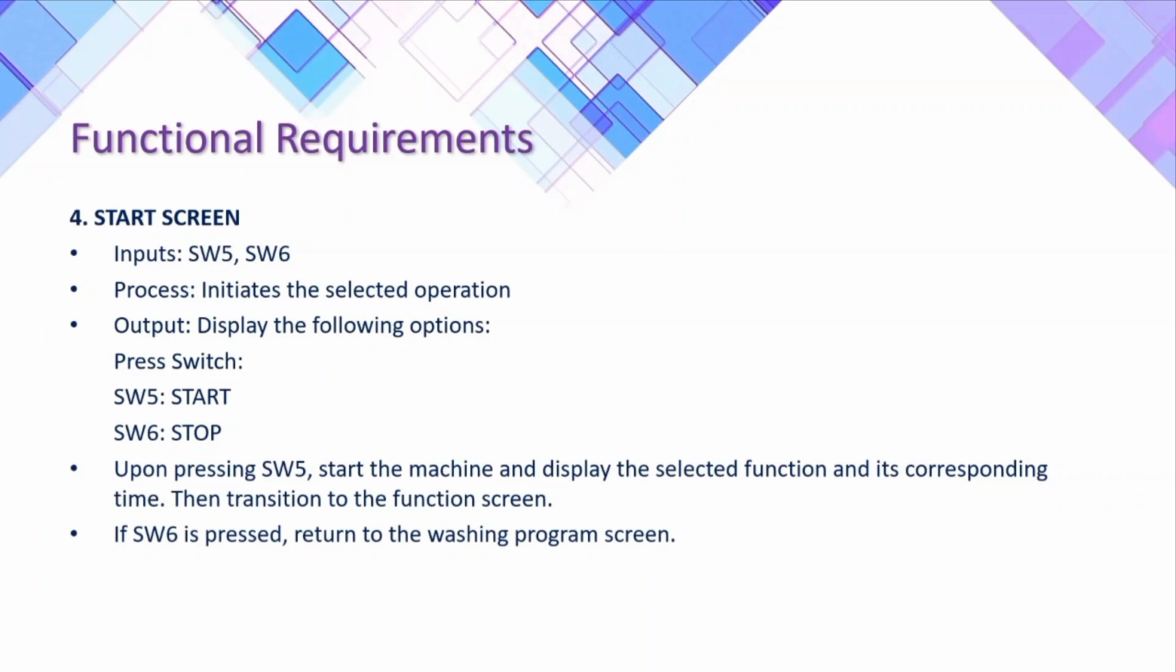Upon pressing switch 5, start the machine and display the selected function and its corresponding time. This transitions to the function screen. If switch 6 is pressed, return to the washing machine program screen.